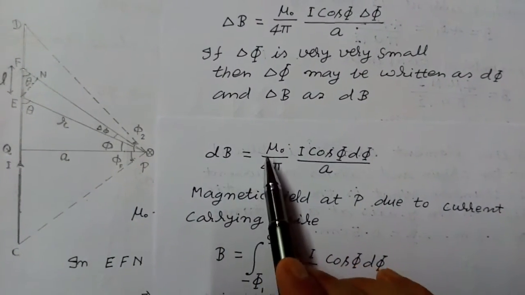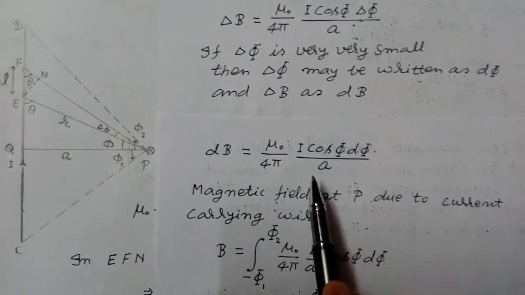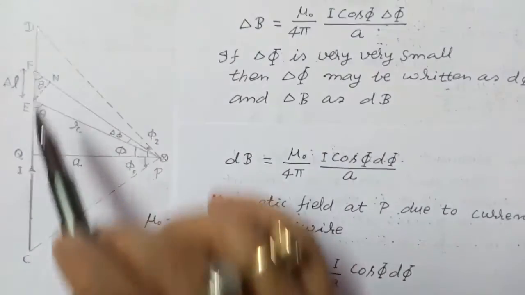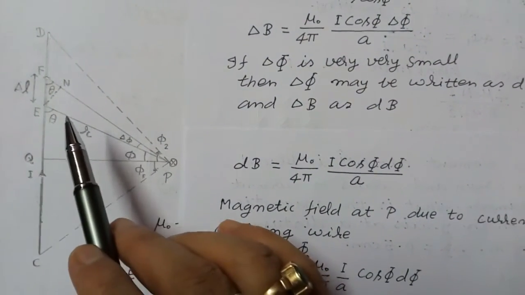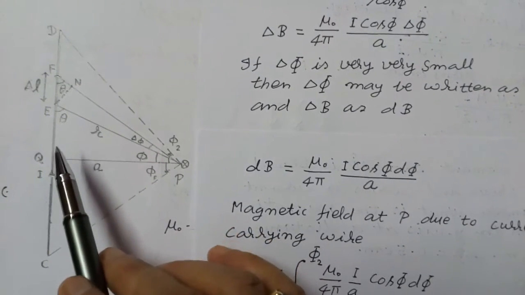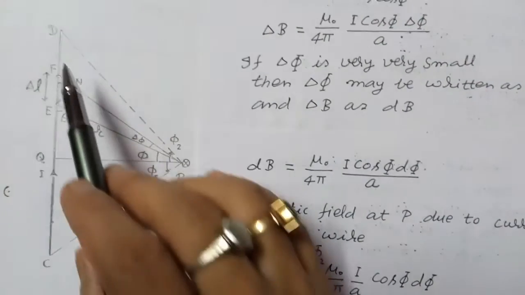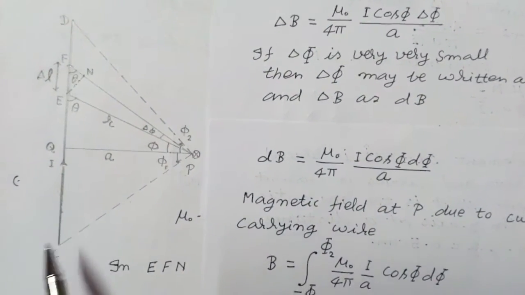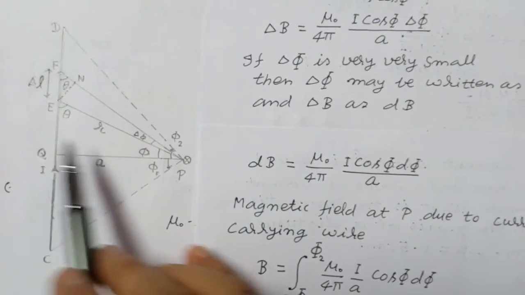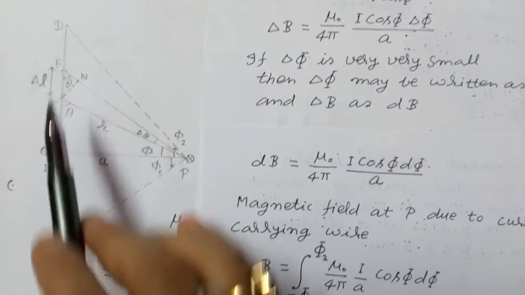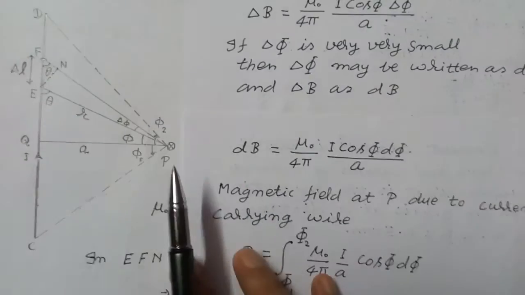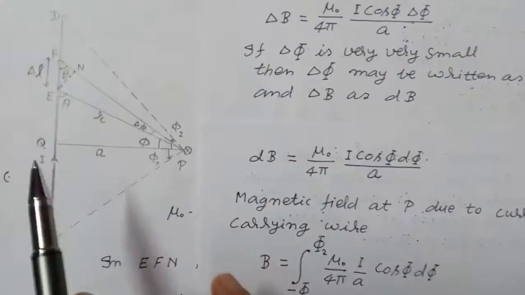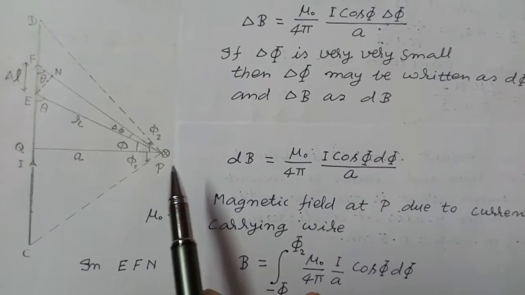So we may write dB is equal to mu naught upon 4 pi I cos phi d phi upon A. Now magnetic field at P due to this whole current carrying wire will be the sum of all these I delta L, the magnetic field produced due to small line current elements I delta L. You divide this whole wire into, suppose, n small lengths delta L. So to calculate magnetic field B due to this complete current carrying wire, these all dB must be added.